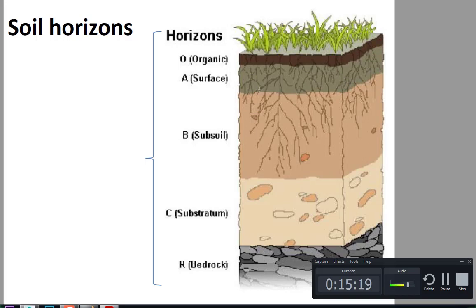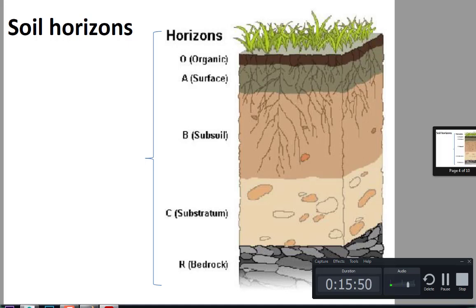This one is more productive as compared to B, and after that the topmost layer is known as O, organic matter, where you can find a good amount of moisture, humus, microbes as well as some other minerals. So these segments also indicate the formation of soil. With this figure you can easily understand the different soil segments.